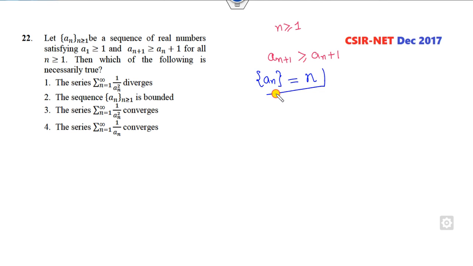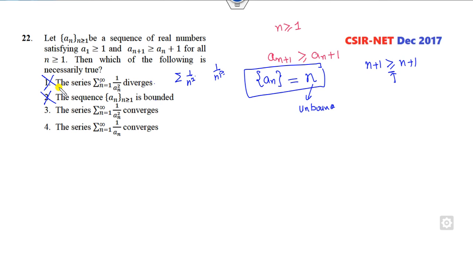That's very simple. If I take a_n as n, then n plus 1 is greater than or equal to n plus 1, so it is satisfied with equality. Clearly this is unbounded, but the second option says bounded, so this is cancelled out. If you look at the first option, this is 1 by n square, which is convergent by using the p-test. So this is convergent, but this option is cancelled out.